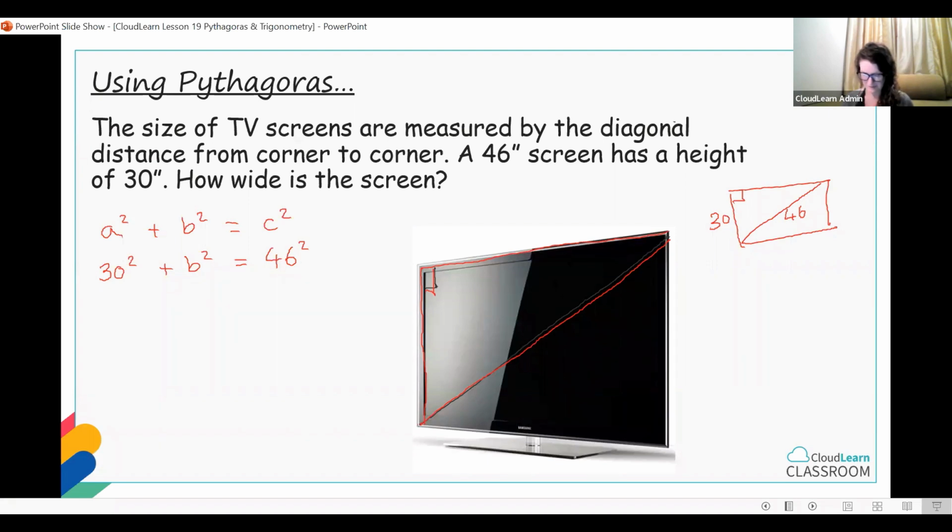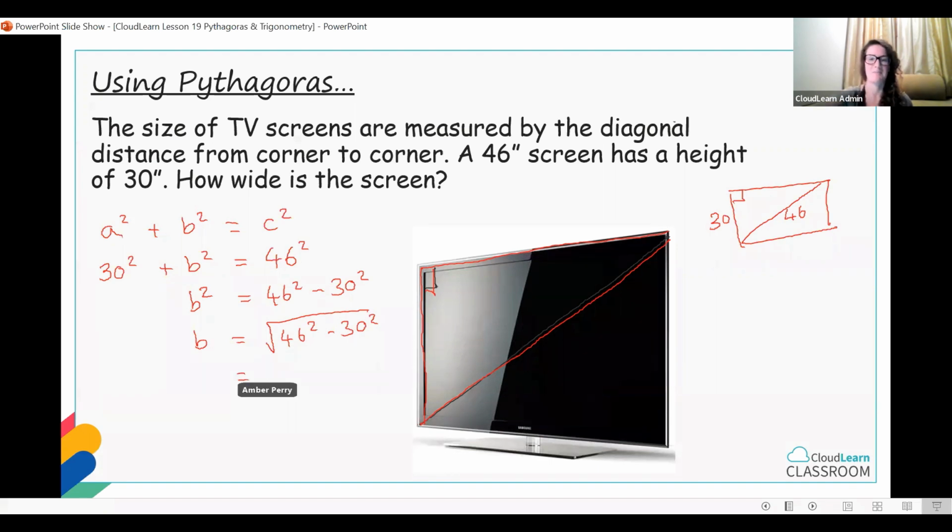So the next thing I'm going to have to do is to rearrange it. So b squared now is going to be equal to 46 squared minus 30 squared, okay? And before I even type that into my calculator, I could go one step further and take the square root of that. So b is actually going to be equal to the square root of whatever 46 squared minus 30 squared is equal to, okay?